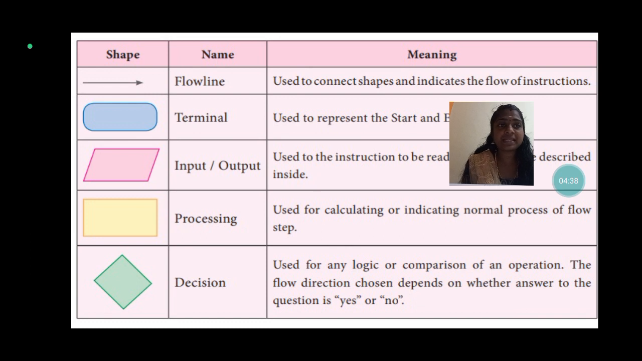The next shape is diamond. The name of this diamond in this flowchart is decision. It is used for any logic or comparison of an operation. The flow line chosen depends on whether the answer to the question is yes or no.